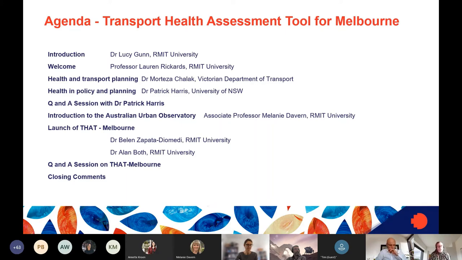That will start with an introduction to the Australian Urban Observatory by Melanie Davin, and then we will have the official launch of the tool, which is THAT Melbourne, which will be by Dr. Belen Zapata-Diomedi and also Dr. Alan Both, who have been really the main modellers behind some of this work. We'll finish up with a Q&A session and then we'll have some closing comments. So without further ado, we might start the presentation.